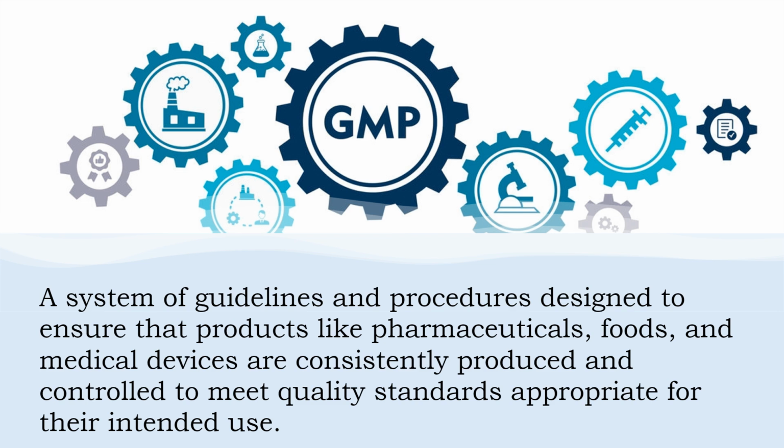GMP stands for Good Manufacturing Practice, which is a system of guidelines and procedures designed to ensure that products like pharmaceuticals, foods, and medical devices are consistently produced and controlled to meet quality standards appropriate for their intended use. GMP aims to minimize risks in production, such as contamination and errors, and ensures products are safe, pure, and effective by building quality into the manufacturing process from start to finish.